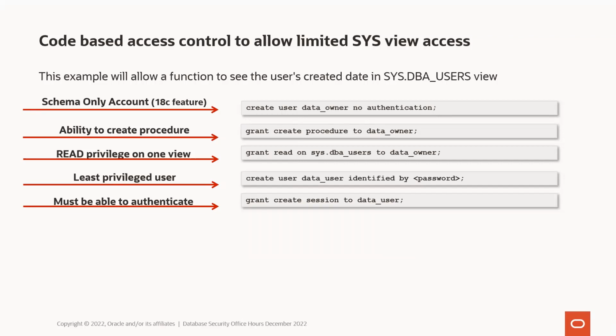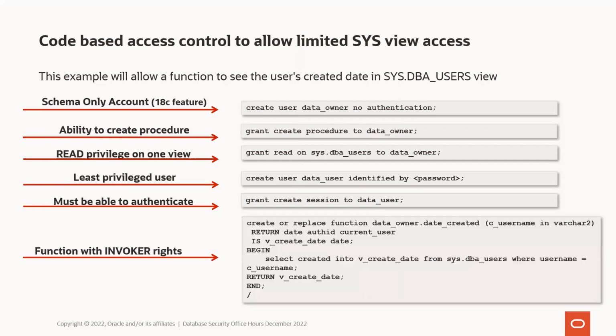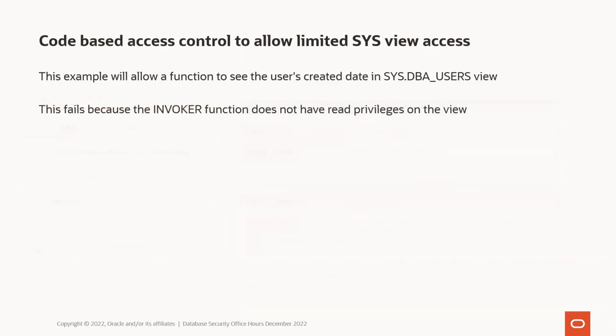It doesn't have read on the view. It doesn't have any of those kind of capabilities there. So here's my function that I created with invoker rights. Okay, so I've got auth ID as current user. So it's utilizing the rights of whoever invokes this function. And all it does is select the created column into a variable and then return it to the user. So we can use it in like a select function from dual capability, okay?